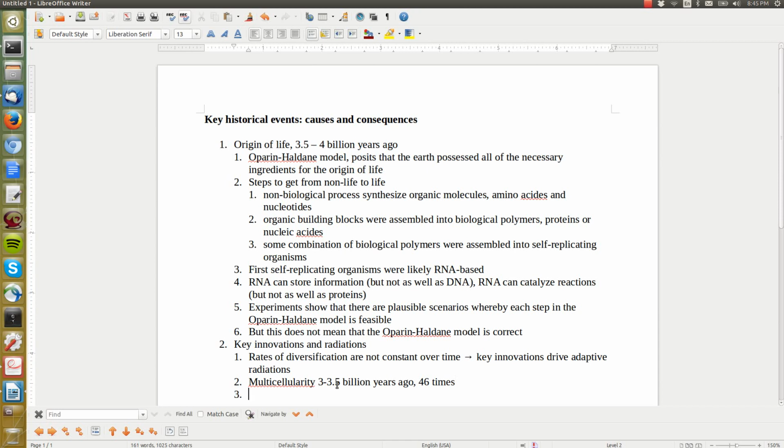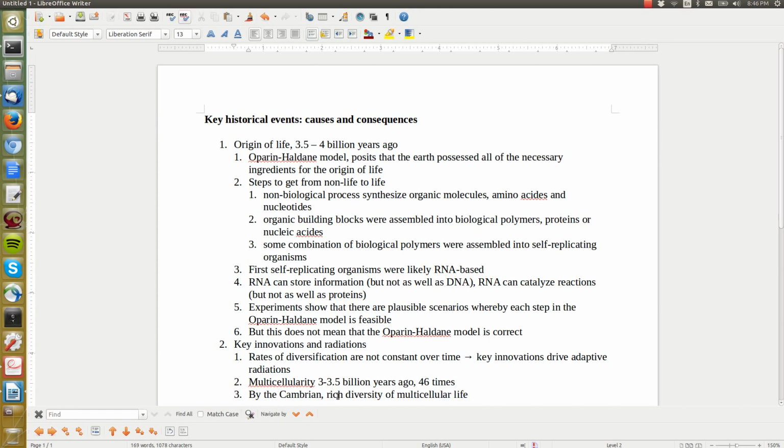Another key period of innovation or radiation that I want us to think about is what happened around the onset of the Cambrian. So prior to the Cambrian period, there was very, very little evidence of diversity in terms of life relative to what we see now. But by the Cambrian, we already had a rich diversity of multicellular life by the time we get to the Cambrian.